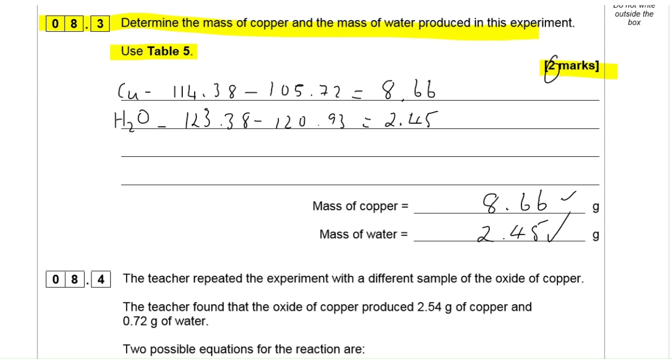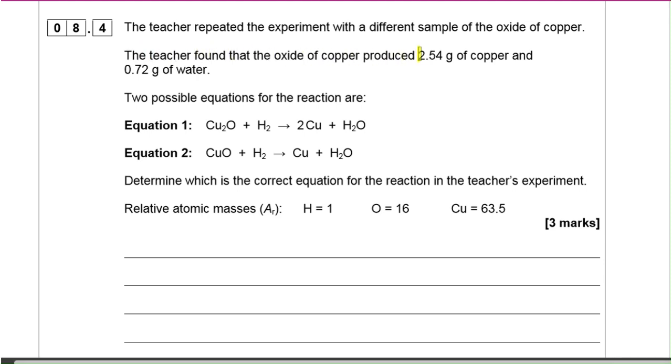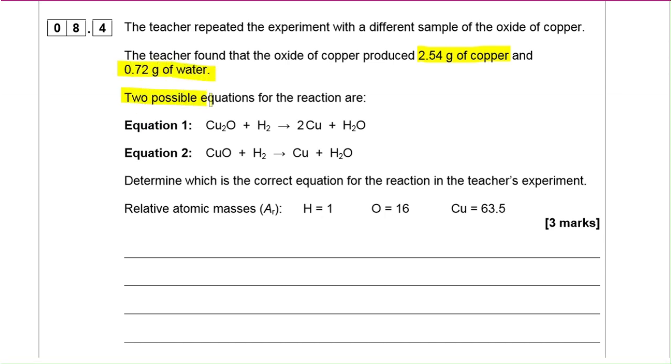The teacher repeated the experiment with a different sample of the oxide of copper. The teacher found that the oxide of copper produced 2.54 grams copper and 0.72 grams water. Two possible equations for the reaction are equation 1, Cu2O plus H2 goes to 2Cu plus H2O.